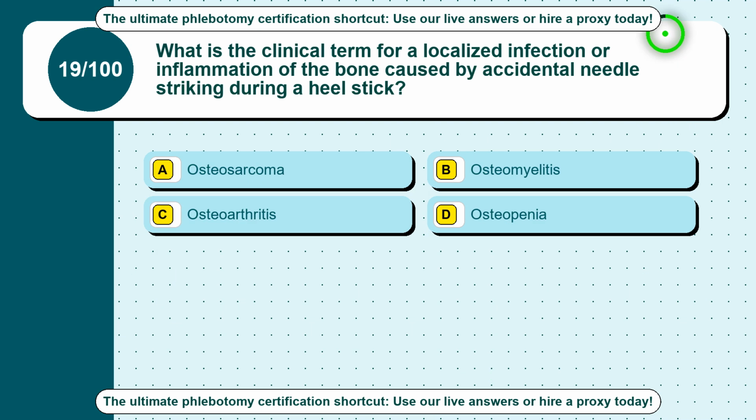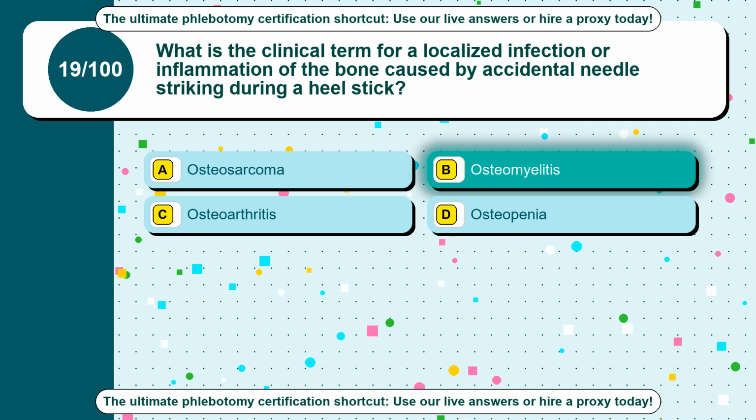Question 19. What is the clinical term for a localized infection or inflammation of the bone caused by accidental needle striking during a heel stick? Option A, osteosarcoma. Option B, osteomyelitis. Option C, osteoarthritis. Option D, osteopenia.